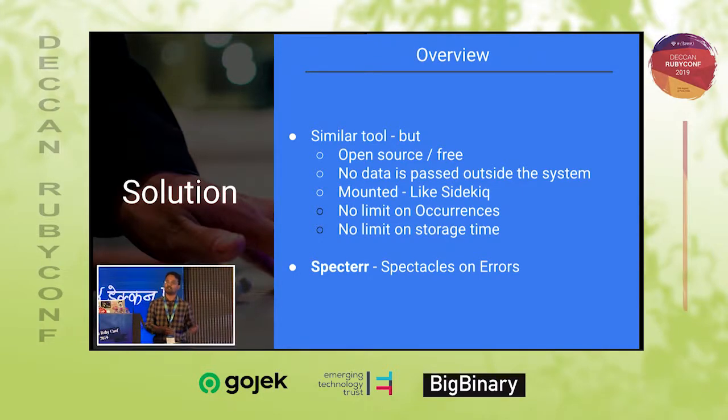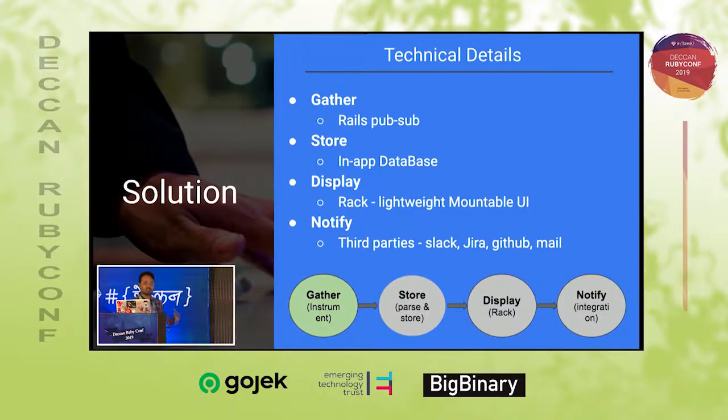As the data will be residing on your own servers, you have all the flexibility to store the errors for whatever duration you want. So the solution we propose is a gem named Spectre, spectacles on errors. So that was the proposed solution.